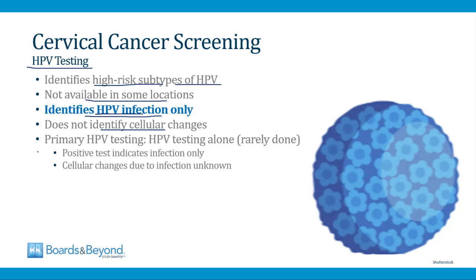And so there are two ways you can use HPV testing. One is called primary HPV testing. This means testing for HPV alone without a Pap smear, and this is rarely done. The reason it's rarely done is because a positive test will only tell you that there's infection. It won't tell you whether or not cellular changes in the epithelium have begun to occur.